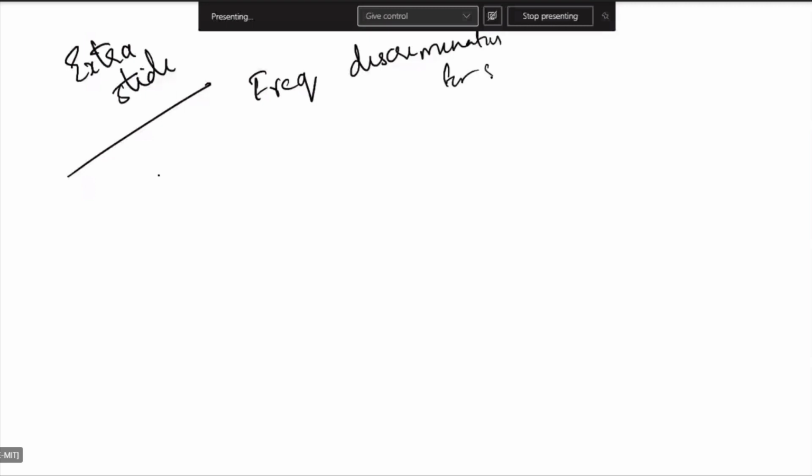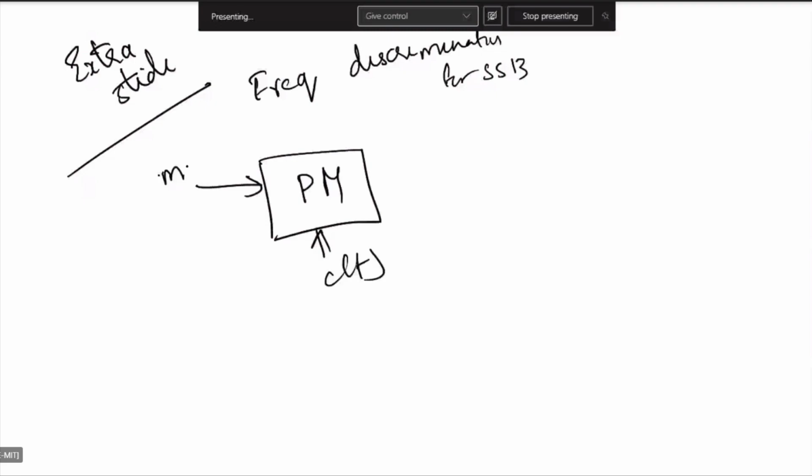For SSB generation, it says that you have a product modulator. This is a product modulator. You have a carrier and you have a message signal. And here you are getting a DSBSC signal. Any doubt about that?